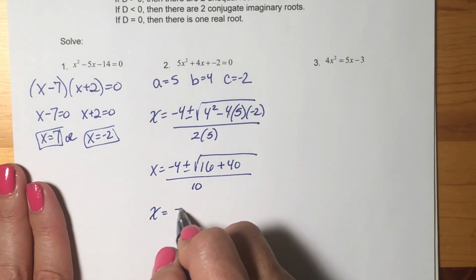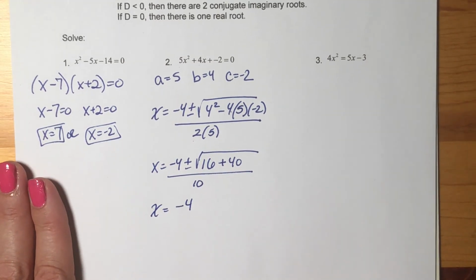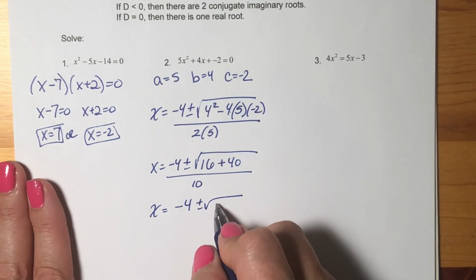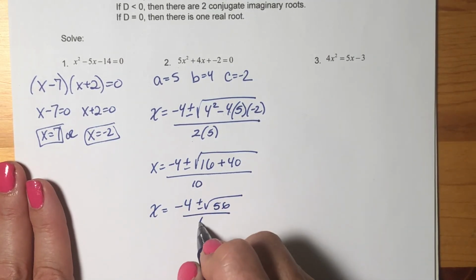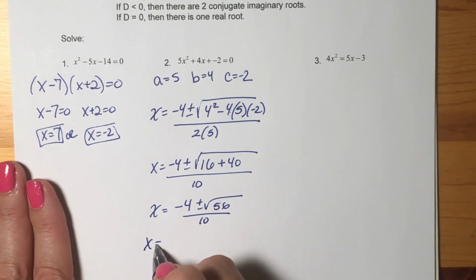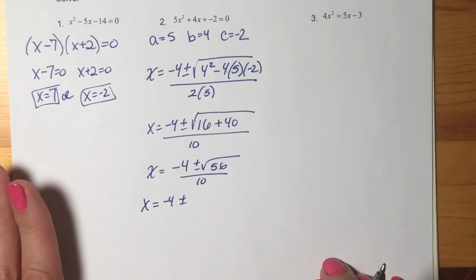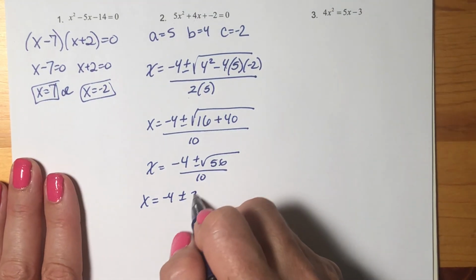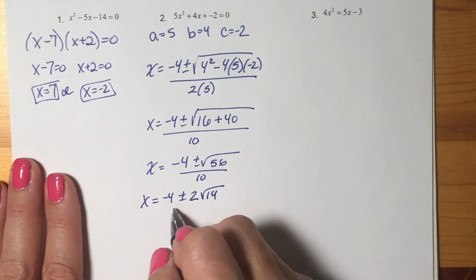So x is equal to negative 4, going off the page here, plus or minus the square root of 56 over 10. I'm thinking about 56. I know that that's 4 times 14, and 4 is a perfect square. So 2 root 14 over 10.